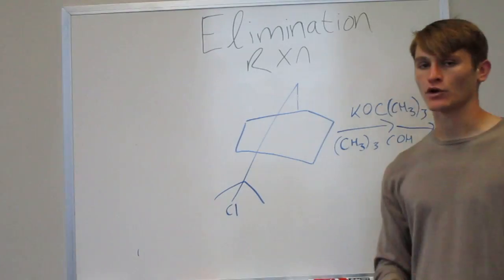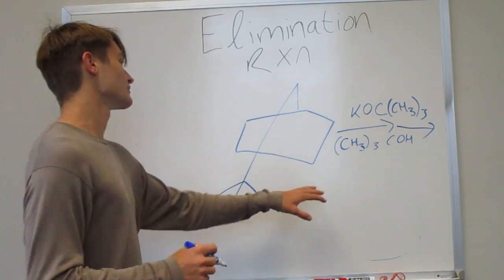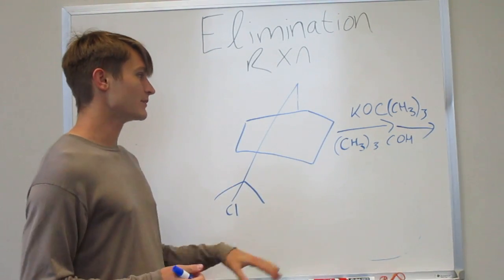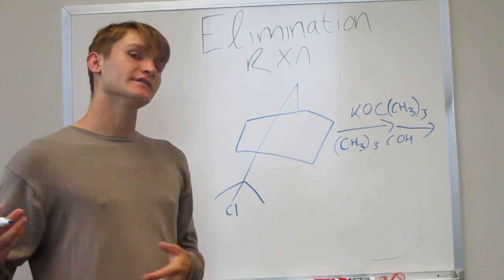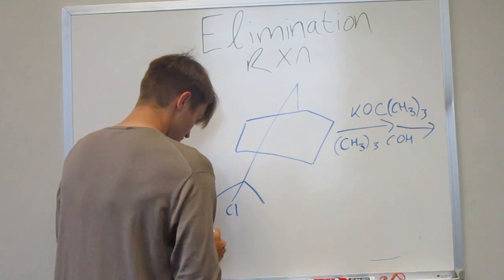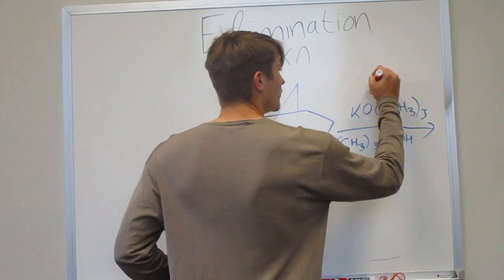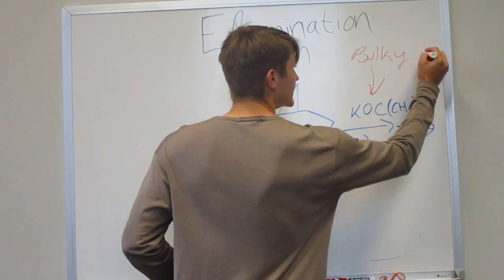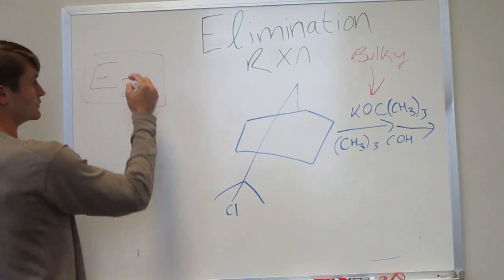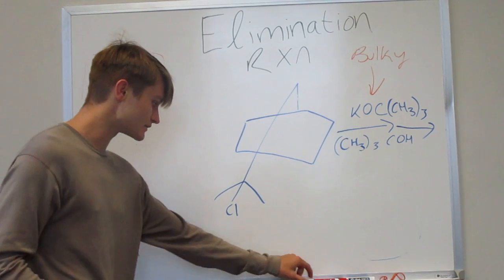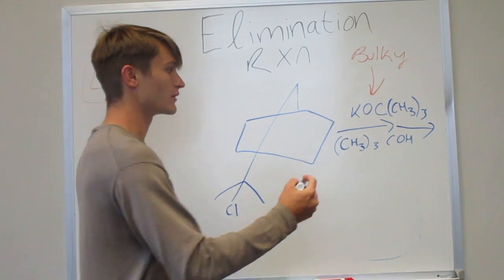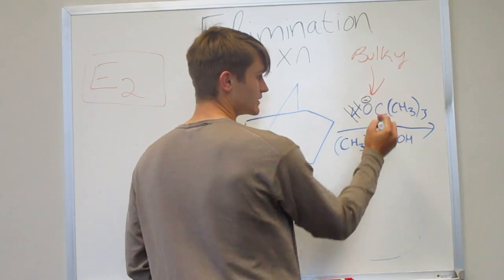Welcome back, guys. I'm going to show you how to do this and how to figure out if it's E1 or E2. It might be kind of obvious, but is this a bulky or a weak base? This is a bulky base, and bulky bases automatically show that we're going to do an E2, elimination 2. If we know K is a metal, that crosses it out and makes this a negative automatically.